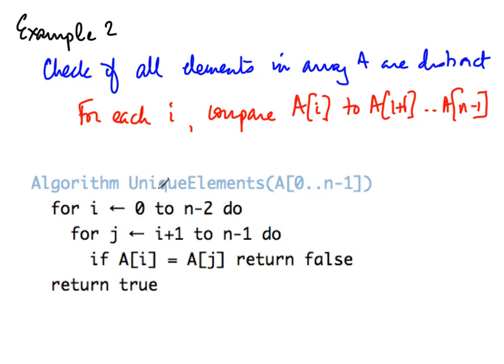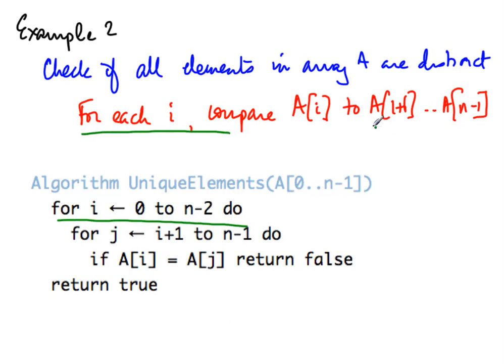Right, so here's the algorithm, unique elements, which takes as input an array A from 0 to n minus 1. So what it does is it tries out each position in sequence. From 0, you only have to go to n minus 2, because once you reach n minus 1, there is nothing to its right. Remember, we want to compare each i to everything to its right, so we stop at n minus 2. So this corresponds to this for each i.